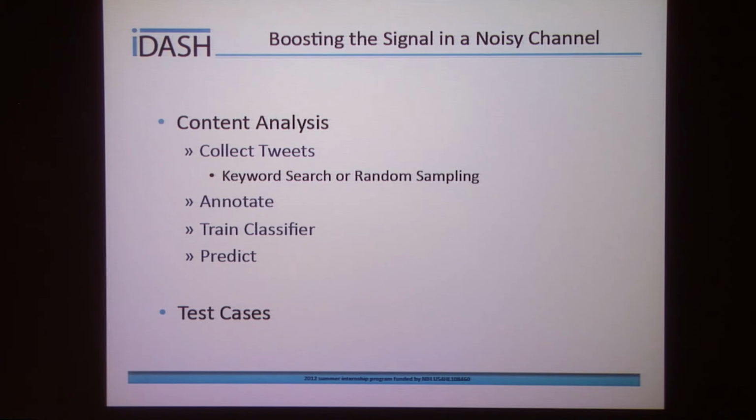So what we're doing is a series of content analyses, where a content analysis is basically you go out and you collect tweets, and you can do this either by keyword search or through random sampling. And then you annotate the tweets that you get for various categorical features. And then you train a classifier, and you use the classifier to try and predict incoming tweets.